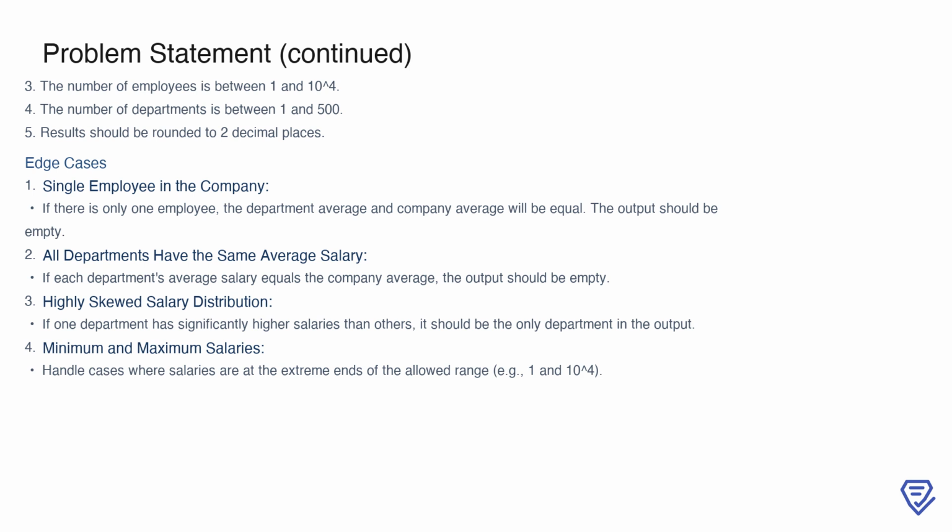On the other hand, if one department has significantly higher salaries than the others, it should be the sole department in the output. Finally, you need to handle extreme salary values, such as very low or very high numbers, while ensuring the results remain accurate and rounded to 2 decimal places.